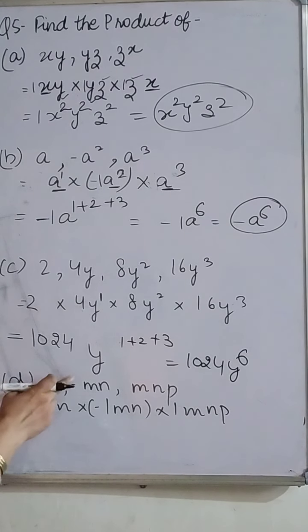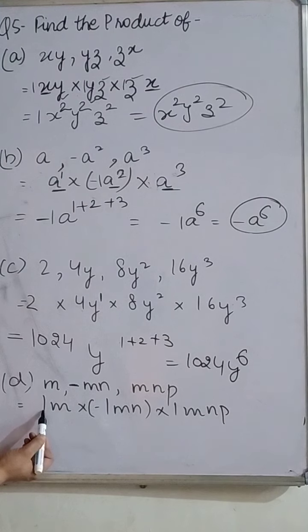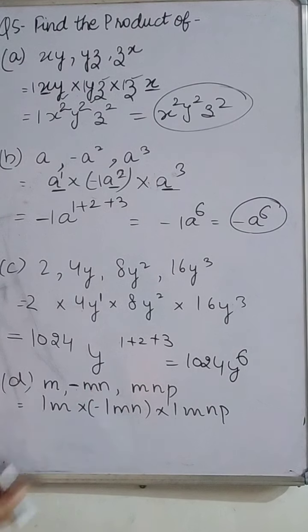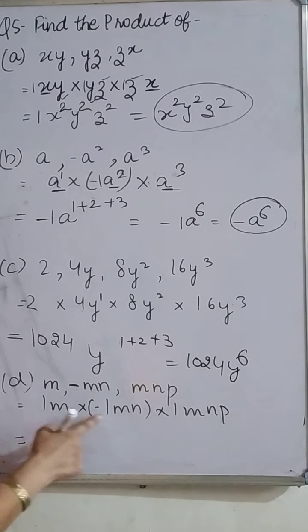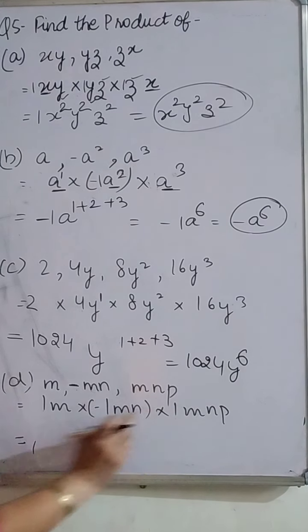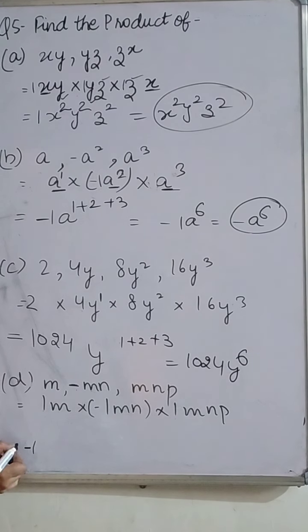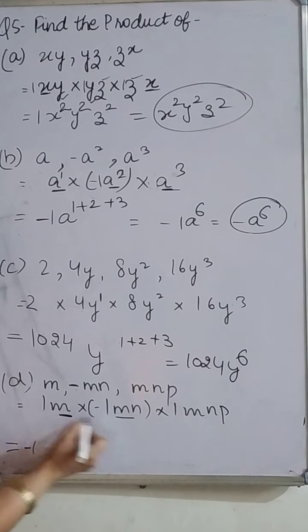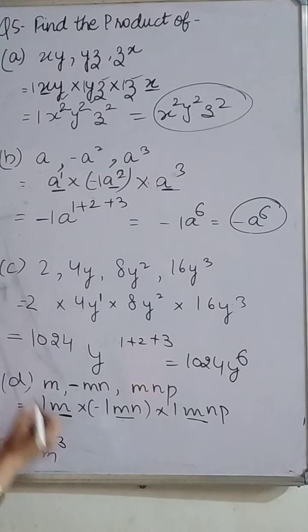Next, m, minus mn, mnp. Find the product. First, coefficients. Coefficient of m 1, coefficient of mn minus 1, coefficient of mnp 1. Multiply coefficients. 1 1s are 1, 1 1s are 1. Positive, negative, negative, negative, positive, negative. So coefficient is minus 1. Now next factor is m. m, m, m. m into m into m. m is 3 times. So m cube.